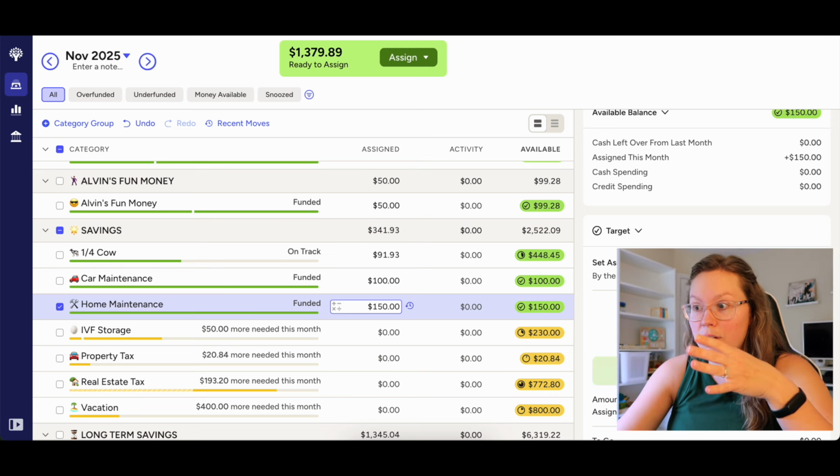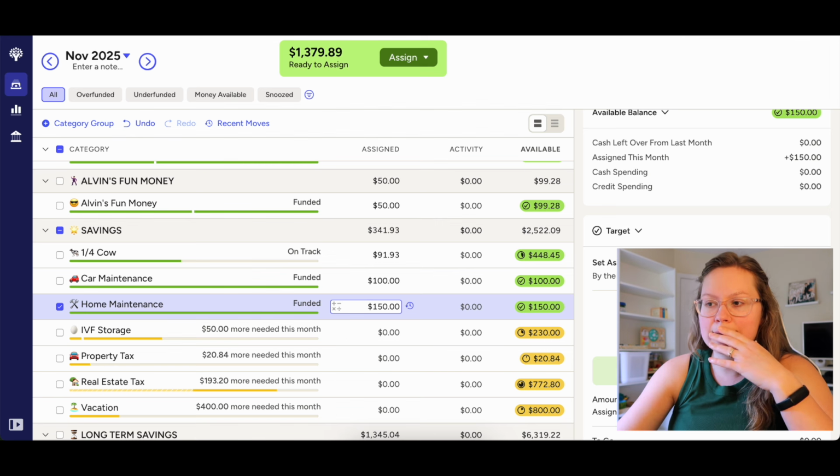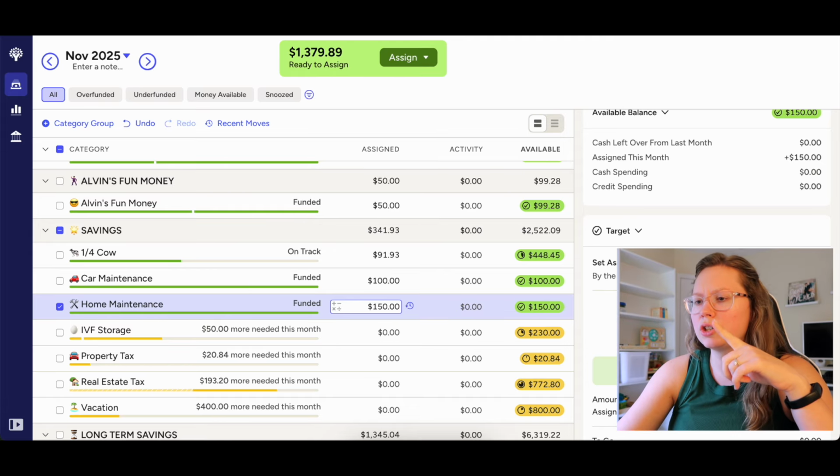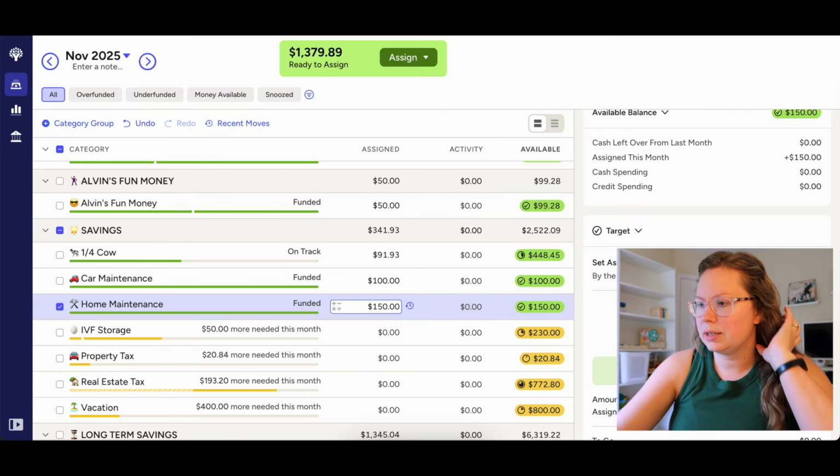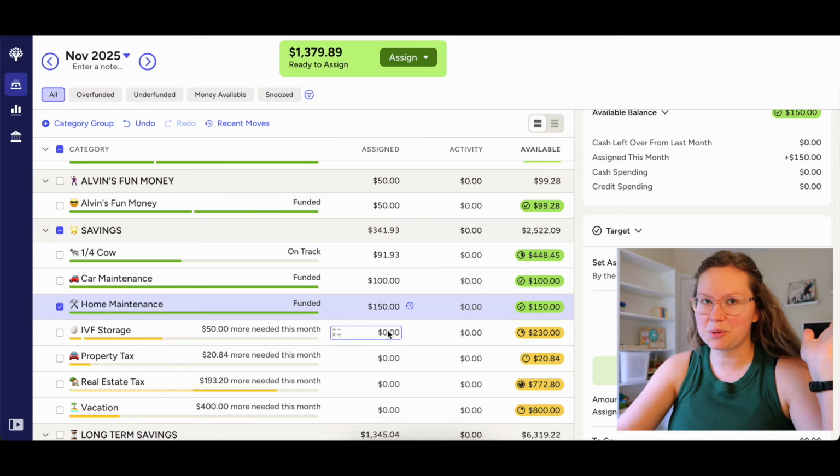So that was like $700 that we used from our home maintenance. And then Alvin had to get like new tires for me and all the oil changes in the car, and all of our registration I think came due. It was, yeah, so those were all empty.